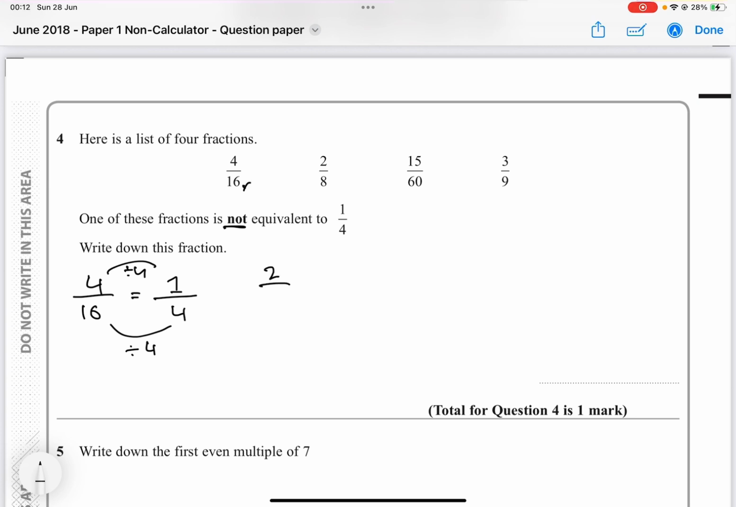We have 2 over 8. Once again, we do the same exact thing. But over here, we divide by 2. So we divide by 2 over here. 8 divided by 2 is 4. This is a quarter as well. So they're equivalent to each other. So therefore, it can't be 2 over 8 either.